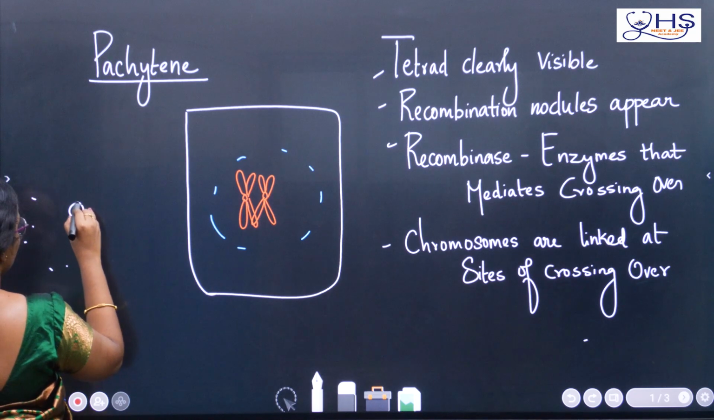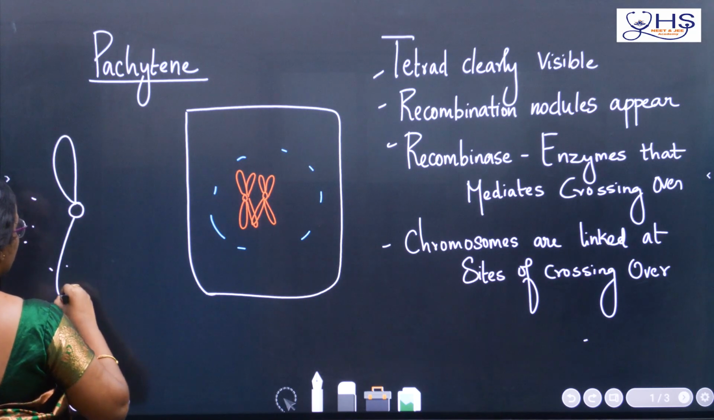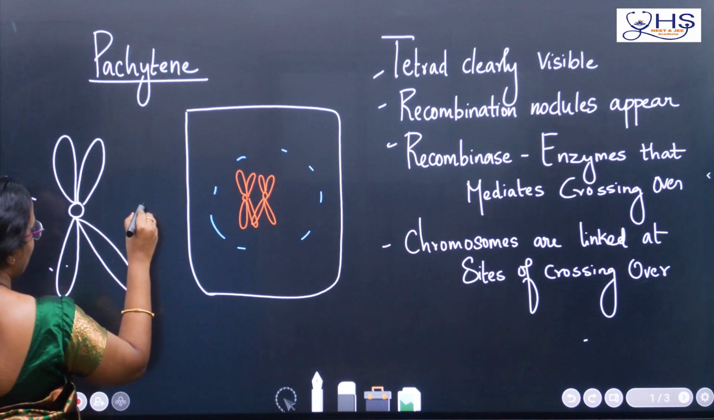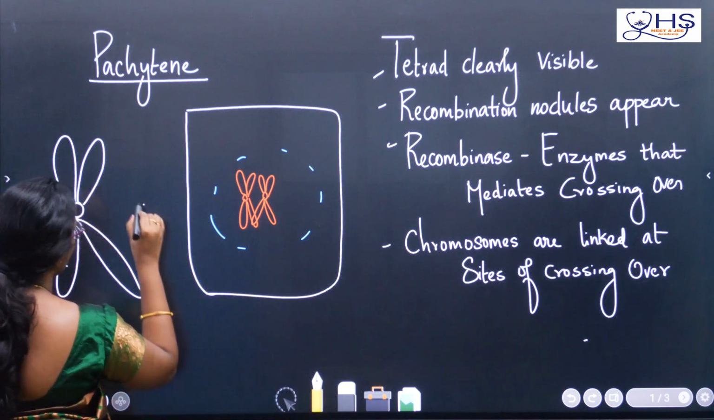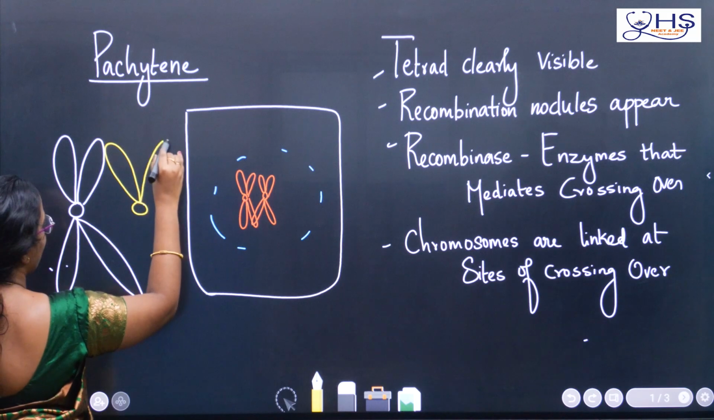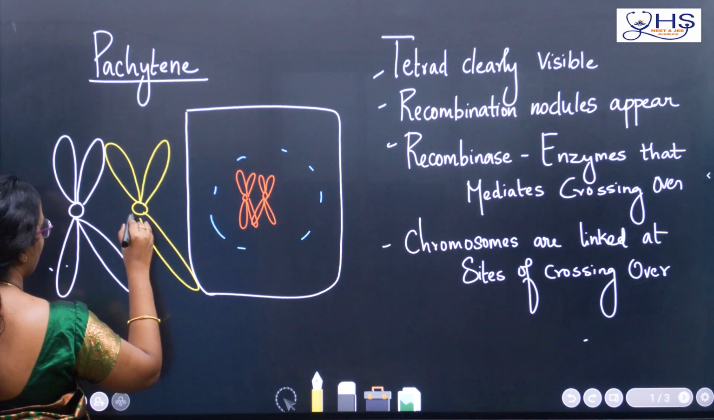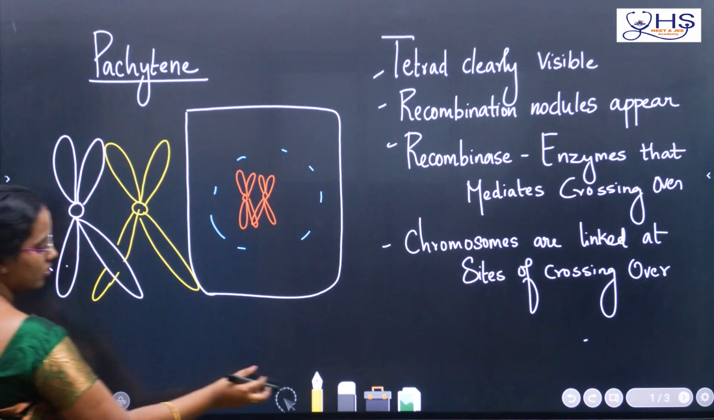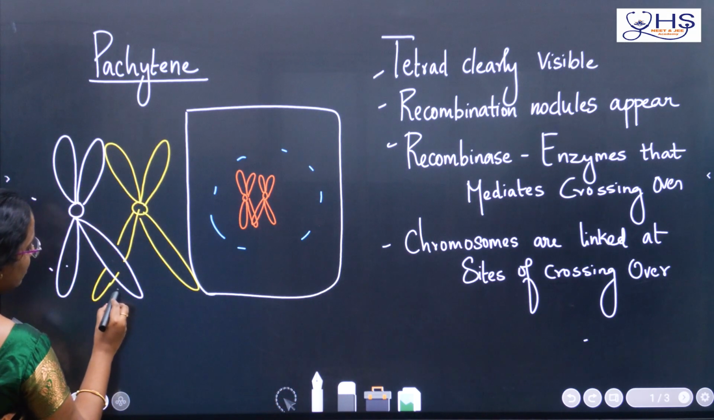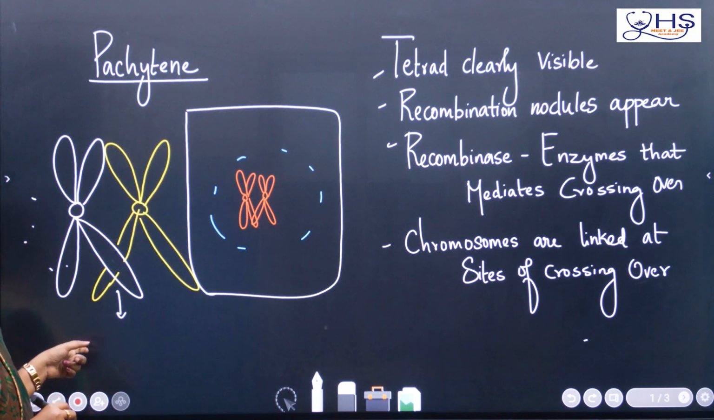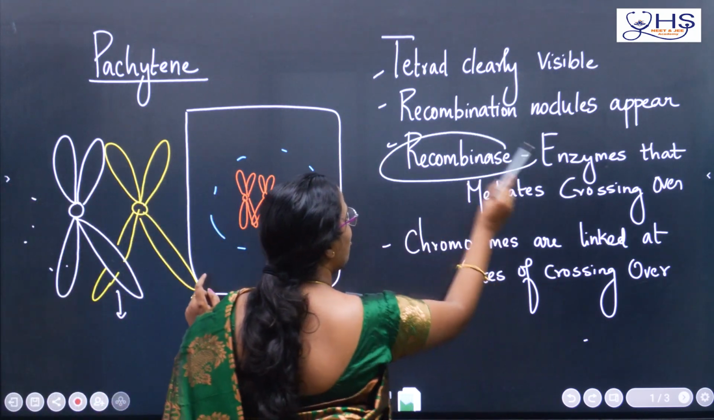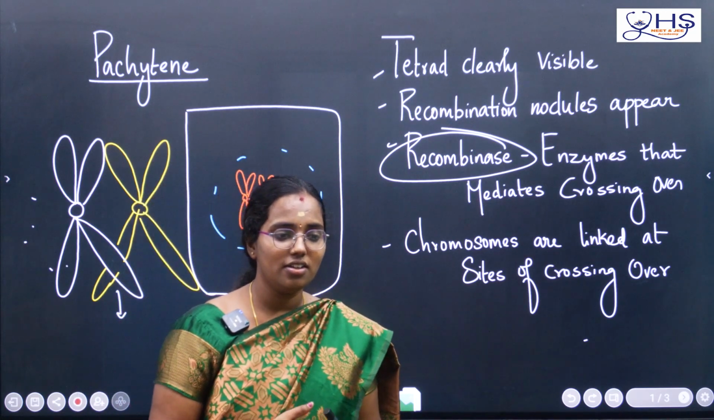Suppose this is chromosome 1 and this is one arm, and now this is one chromatid. Like this, now these both started to exchange the information, and this is called the site of crossing over. It is also called chiasmata. This is called what? Chiasmata, okay. And recombinase is an enzyme that is going to mediate the crossing over, okay.